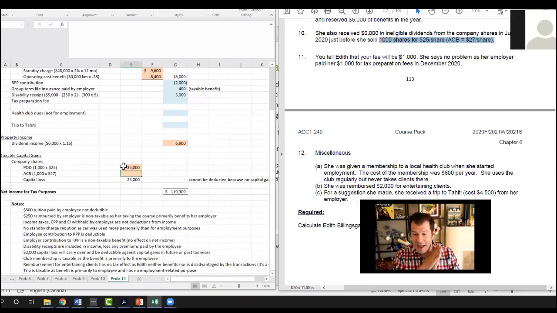$25,000. Now we need to determine, well, what's the cost base? So I can figure out if I got a capital gain or not. It says, oh, the ACB is $27 per share. Sugar. Looks like I lost money on this. So equals negative $27 times 1,000 shares.